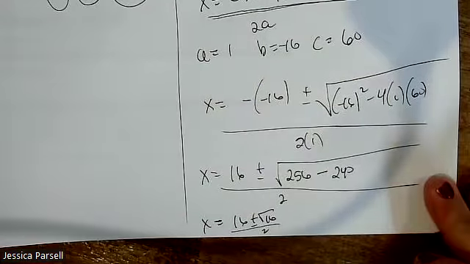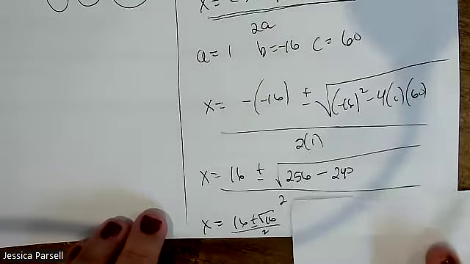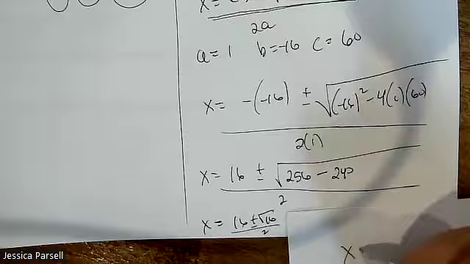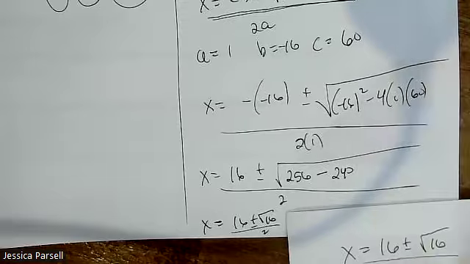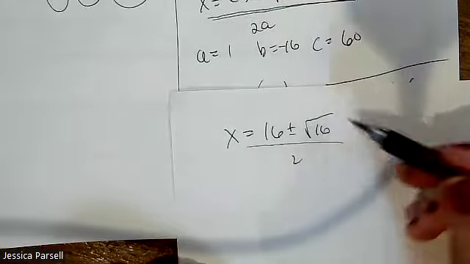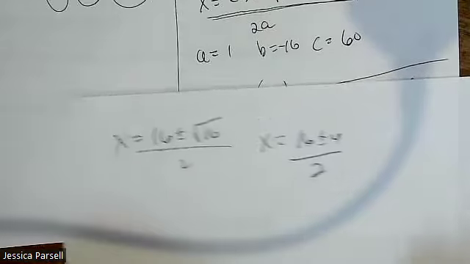All right, I need a little more paper here. Ran out of paper here. Okay, so what do we have? X equals 16 plus or minus the square root of 16 all over 2. Okay, we know the square root of 16 is 4. All right, we're almost there.